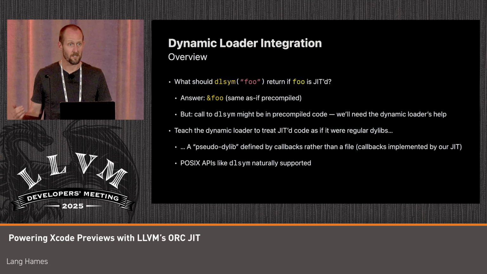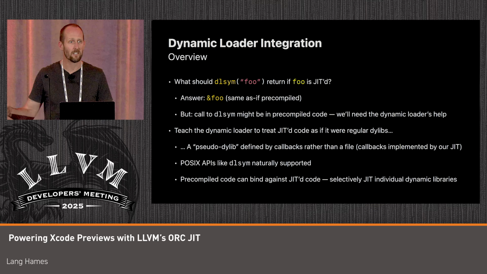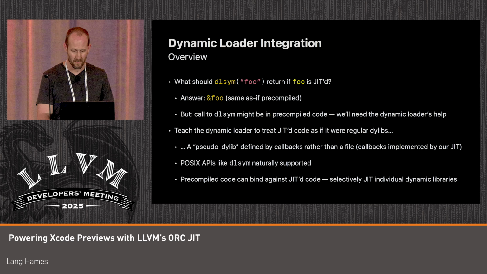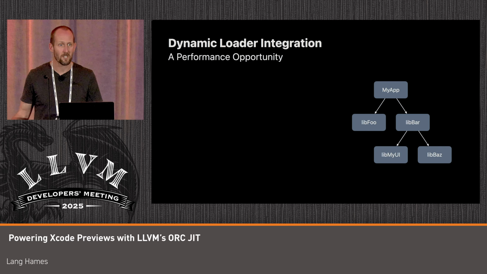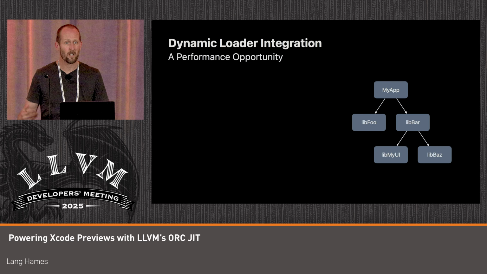The advantage of doing this is that POSIX APIs like dlsym and dlopen are very naturally supported, but much more interestingly, in this world, precompiled code can bind against JITted code, which means that you can selectively JIT individual dynamic libraries. To see the advantage of this for the previews use case, consider an application like this with multiple libraries, where we want to edit UI code that's down in the libui library at the bottom of the tree here.